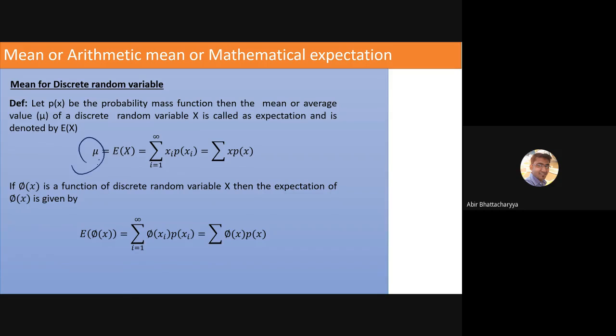Mu is equal to the expectation of x. Expectation means what we are actually expecting. That is the mean of the probability distribution. Whatever we are expecting in the future, that is the average thing, right? In probability, the average. Probability means futuristic. I mean, expected futuristic.